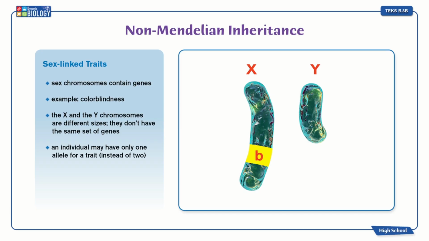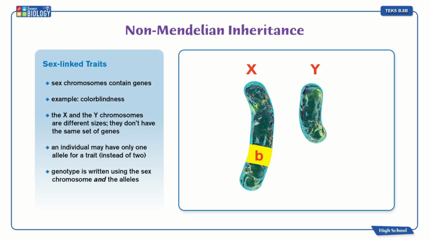trait. Instead of two alleles, this person has only one allele, the color blindness allele, for the vision trait. Therefore, this person would be colorblind. All it took was one recessive allele to express the recessive trait in a male. In this way, sex-linked inheritance is different from Mendelian inheritance.